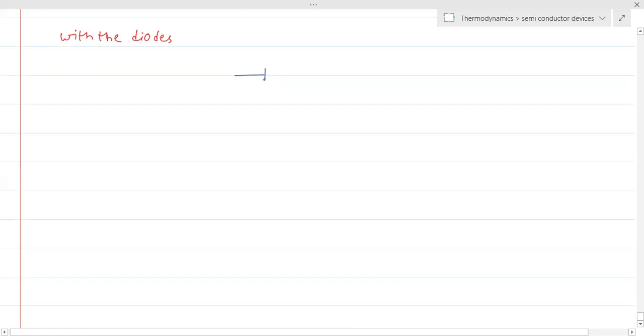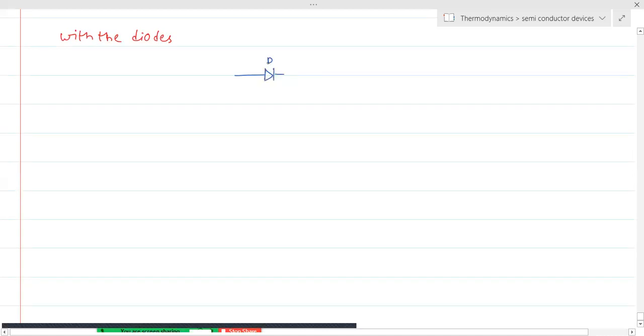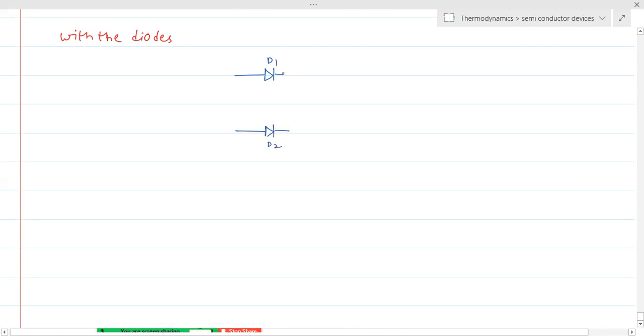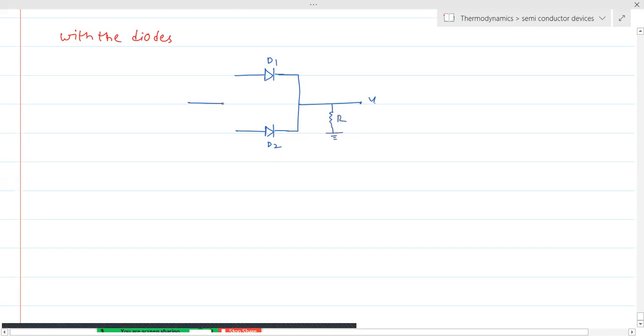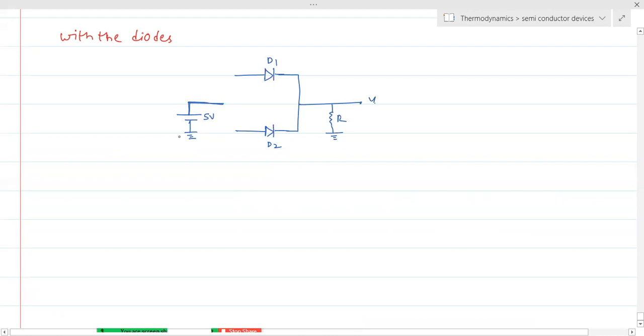Suppose I am taking this D1 diode and this is D2 diode. Both are connected to the load resistance and this is F. Now here I am taking a battery of 5 volts. Giving positive 5 volts means this is 1.